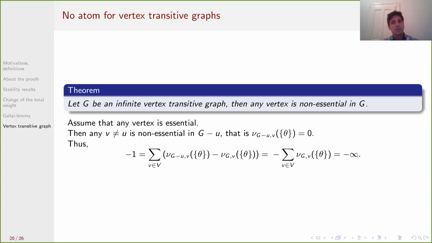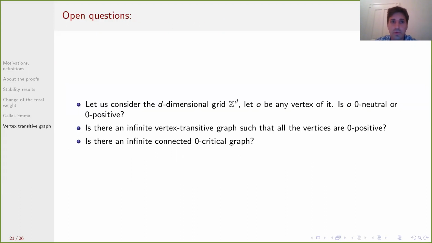Okay, so now it's really easy to put together all of these pieces. I showed you all the tools that we used, and also the main ideas for how to go in these directions. So I think I'm left only with some open questions. One interesting question is: what can we say about the d-dimensional grid? Is every vertex 0 neutral or 0 positive? We didn't get any answer. Also, we are interested in whether there is any vertex transitive graph such that all the vertices are 0 positive.